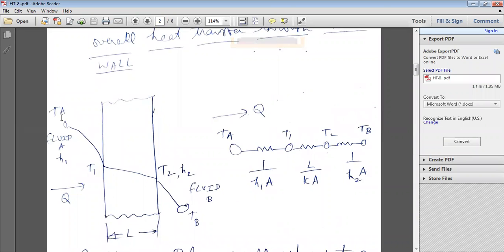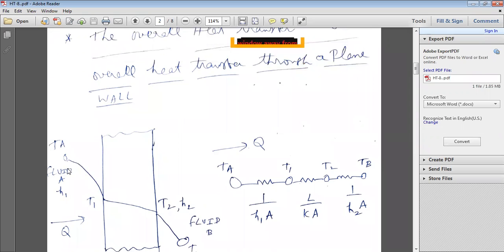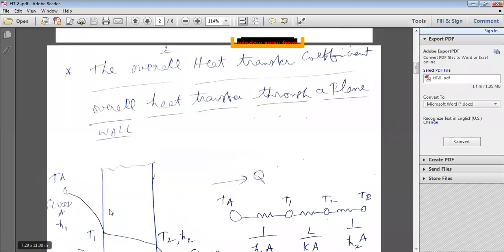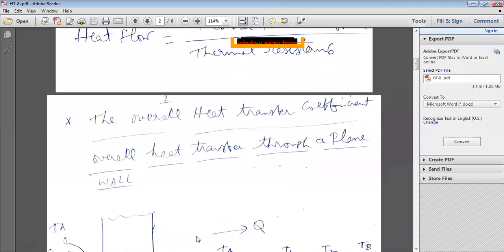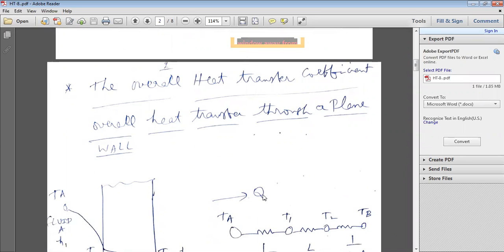Within fluid A, there is convective heat transfer. Next, on the right side within fluid B, there is convective heat transfer. So convective heat transfer 1, convective heat transfer 2, and in between there is conduction heat transfer. That's why, if you combine convection, conduction, and again convection, we get the overall heat transfer. So we have to call it overall heat transfer.